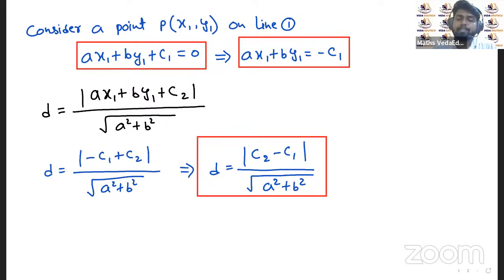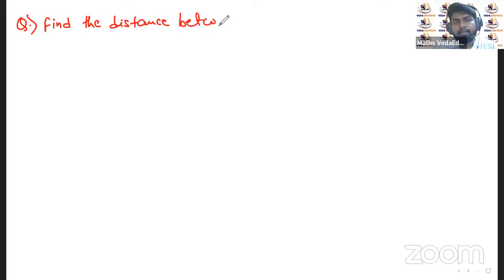Find the distance between two lines. The question is to find the distance between two lines, and the equation of each line is given. The first equation is 3x minus 4y plus 9 equal to 0.